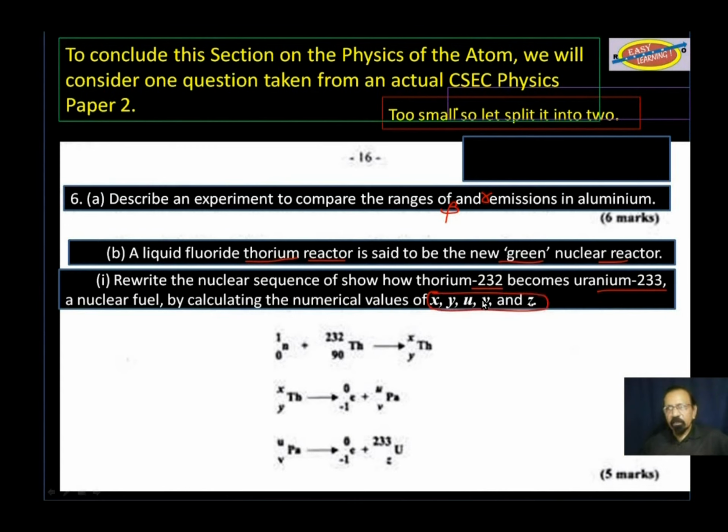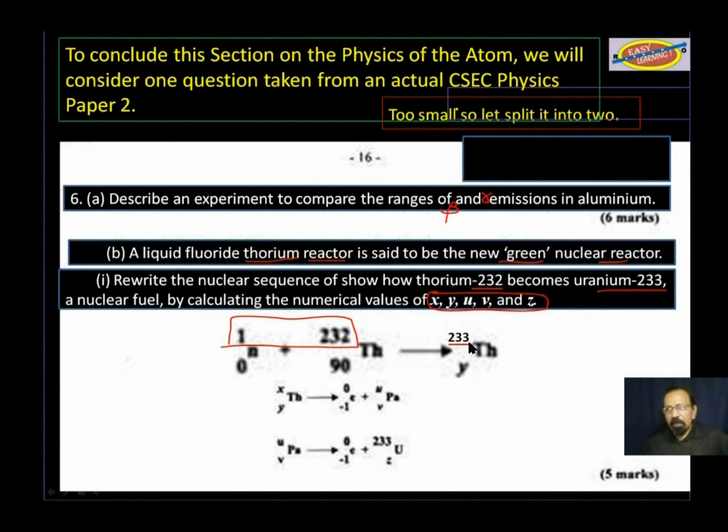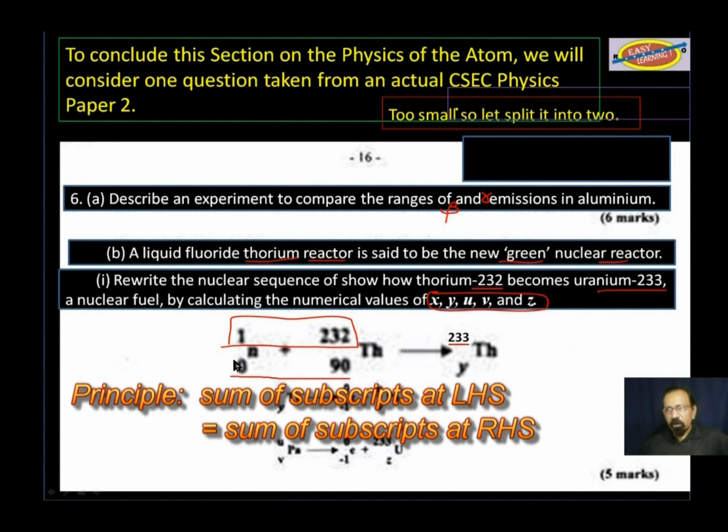So this is too small. Let's make it a little bigger. You have neutron 1 0 plus thorium 232 90 gives you thorium X and Y. Now this is fairly easy. Just make sure all your numbers add up to the same on the top. So 232 plus 1, which means that this here X will be 233. And down here, 0 plus 90 means that this Y here is 90.